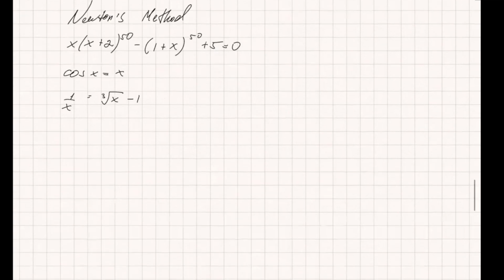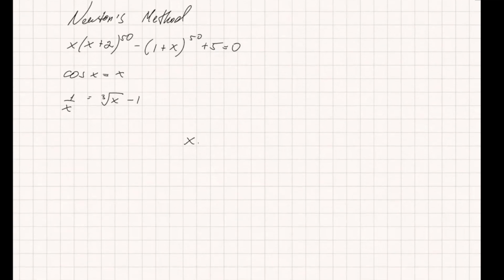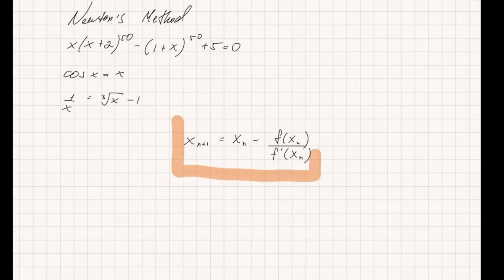So the formula is the following. We have x sub n+1 is equal to x sub n minus f of x sub n over f prime of x sub n. As you can see, we rely heavily on iterations, and you can do as many iterations as you want to be as close to the actual value as possible. But let's see first an example of how it works, and then I will show you how this formula was derived, and why it works.